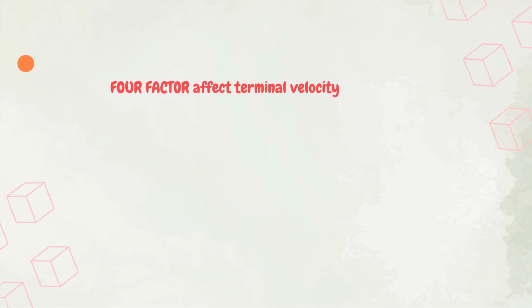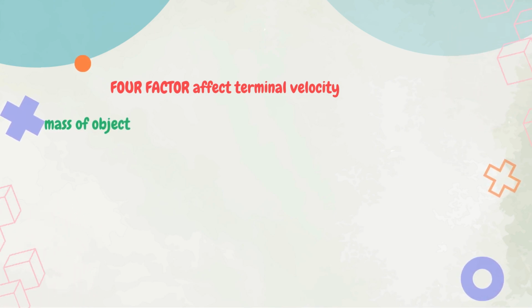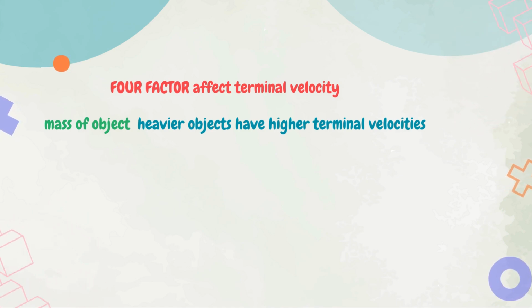There are 4 factors that affect the terminal velocity. The first factor is the mass of the object. Heavier objects have higher terminal velocities because the gravitational force is greater. So the larger the mass of the object, the greater the terminal velocity.